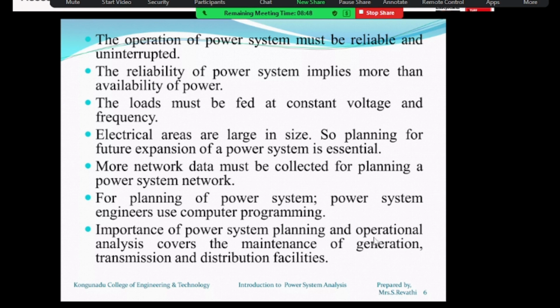The importance of power system planning and operation analysis covers the maintenance of generation, transmission, and distribution facilities. Why do we do power system planning? Because it covers the maintenance factors, it covers the generation, transmission, and distribution factors. So we do the planning analysis and operational analysis in order to see the parameters for the maintenance of the power system, for the generation, transmission, and distribution facilities in future.